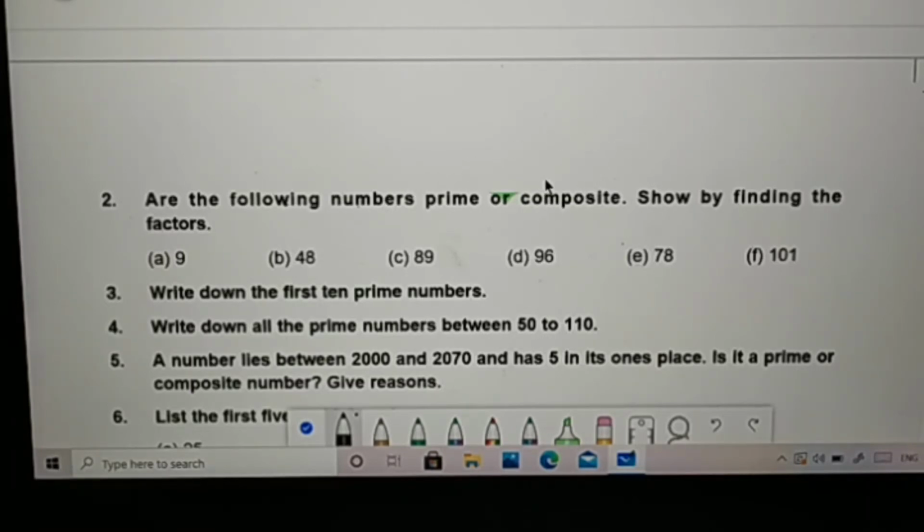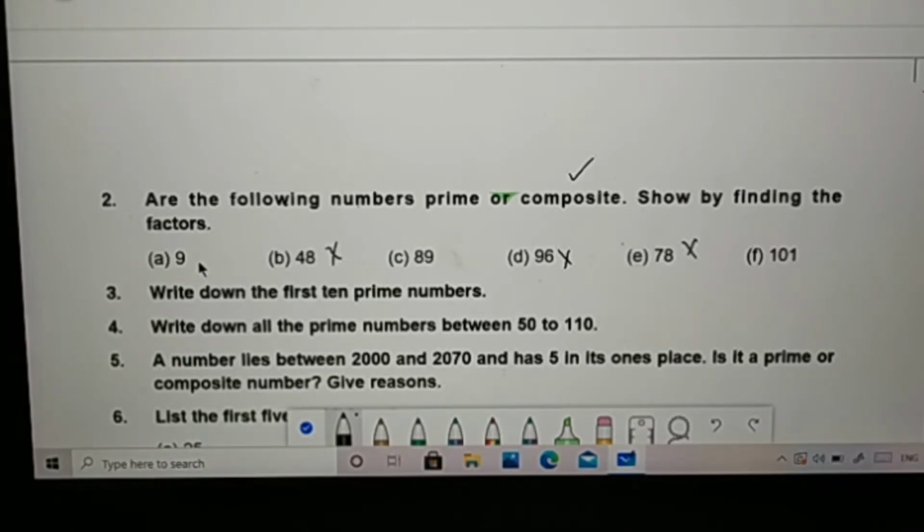One more thing, we know that all even numbers other than 2 are composite numbers. So first of all, we cross all the even numbers because these are not prime. All even numbers are composite numbers. So now we are left with 9, 89 and 101. Now which of these is composite? You have to find the factors. We are just guessing, but you have to find the factors. We will have to solve for everyone, but this is just an answer by guessing.